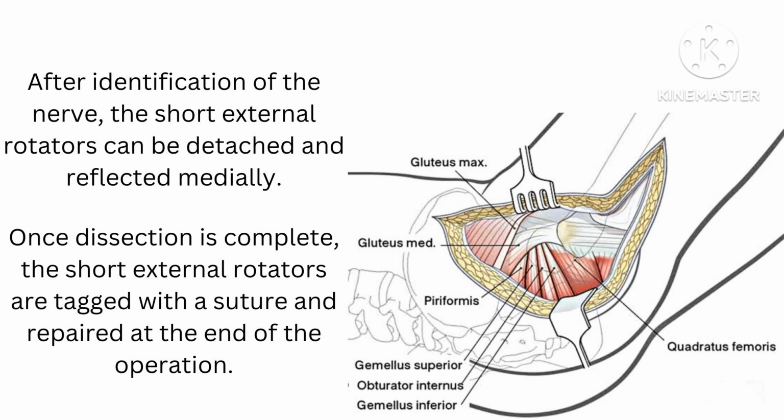Once dissection is complete, the short external rotators are tagged with a suture and repaired at the end of the operation. The literature shows that by performing a soft tissue repair of the short external rotators during closure, postoperative posterior dislocation rates dropped from 4.5% to 0.5%. However, it was also noted that the soft tissue repair increased the atrophy of the short external rotator muscles.